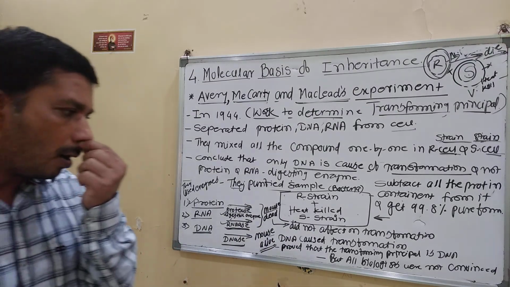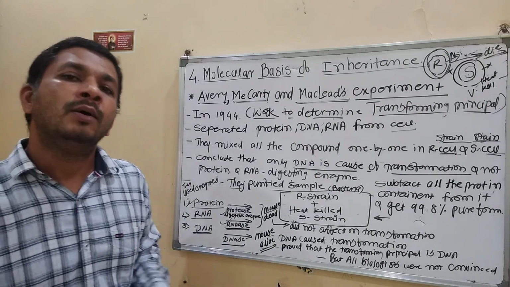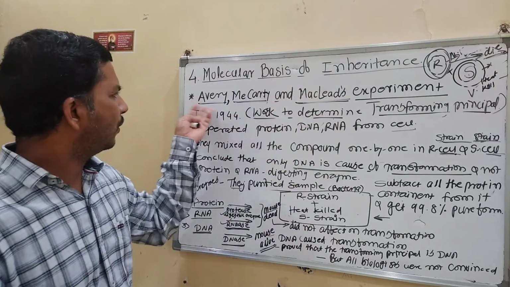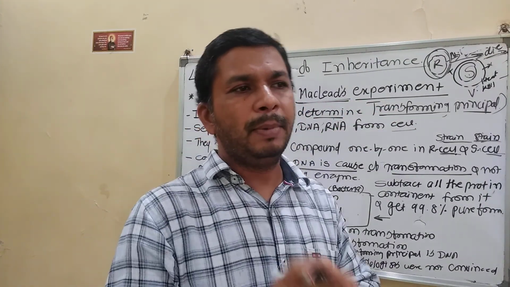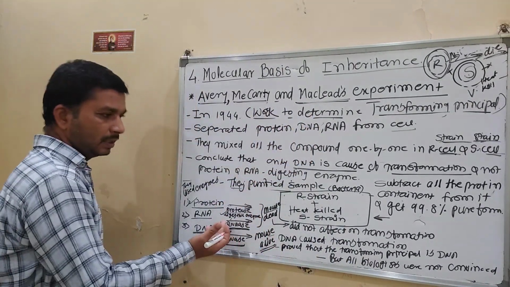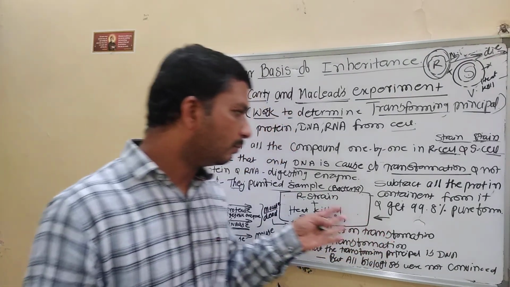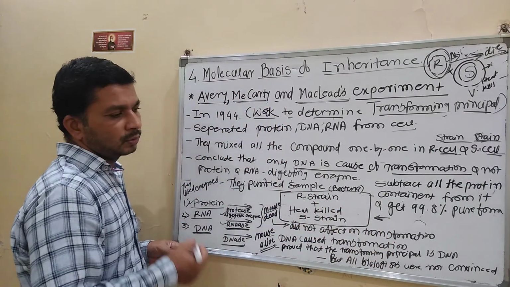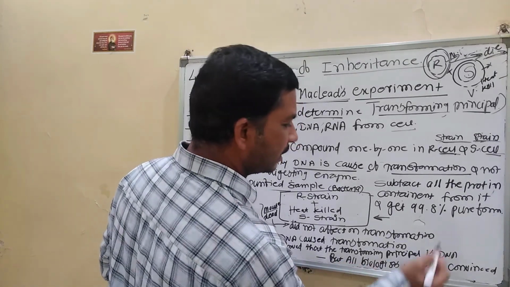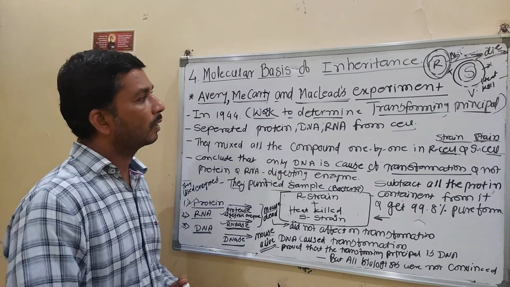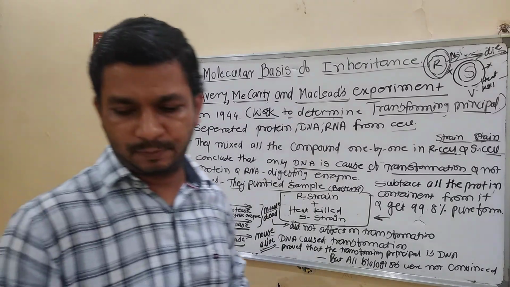But all biologists were not convinced. The Avery, McCarty and MacLeod experiment was explained very well and was a very nice experiment, but it failed to convince biologists that DNA is the transforming material. This is about the Avery, McCarty and MacLeod experiment.